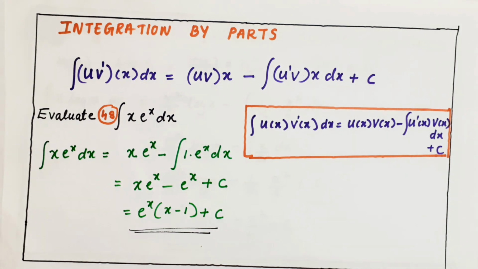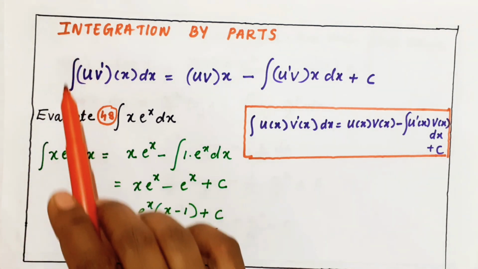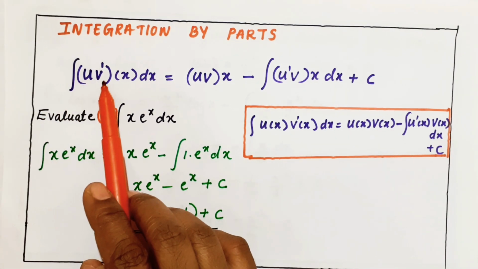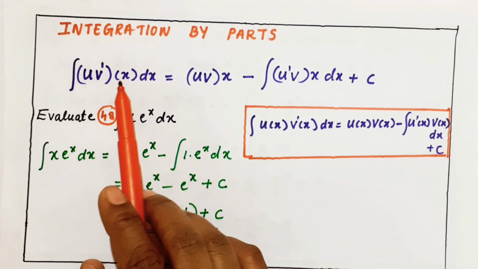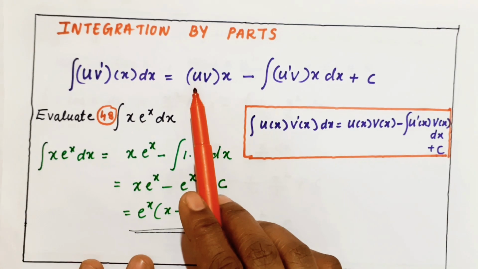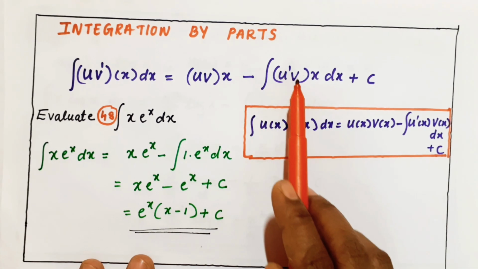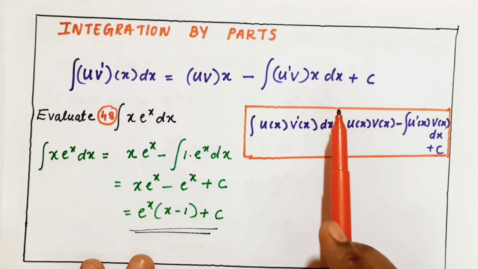In this video, I am giving a very important equation of integration by parts. That also a special one I am giving now. That means we need to integrate u v dash x dx. That is uv of x minus integral of u dash v x dx plus c.